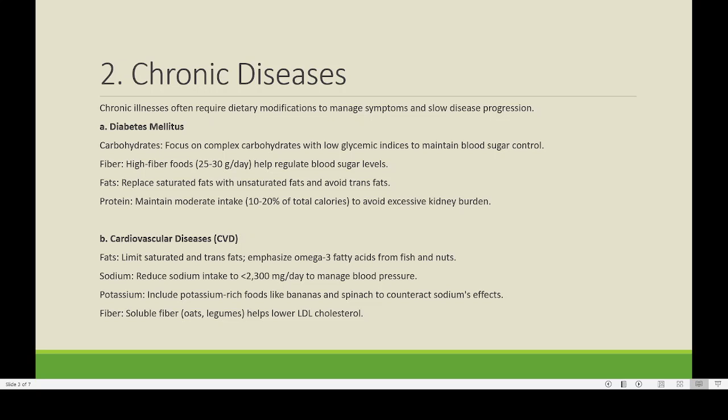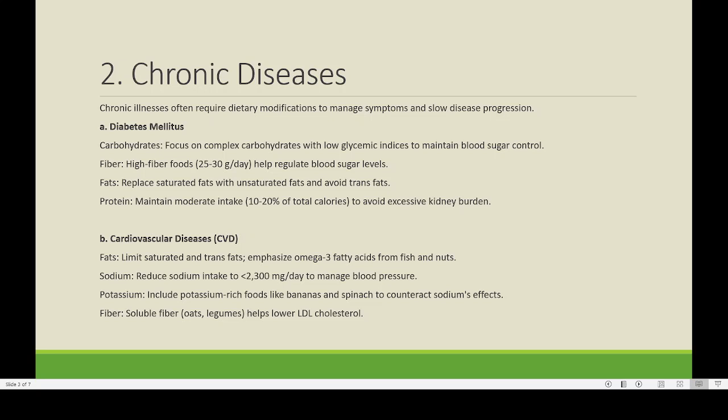Then protein: maintain a moderate intake of protein to avoid excessive kidney burden. That is also a problem facing people with diabetes; their kidneys can have overload. So to prevent all those situations, we have to maintain a moderate level of protein. That is regarding diabetes mellitus.